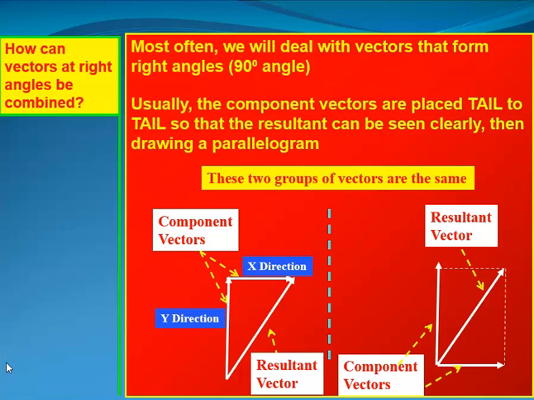So on the right side, we took the two component vectors and placed them tail to tail. Then we created a parallelogram. In this case, it was a perfect rectangle, but it doesn't always have to be a perfect rectangle. And from that, we got the resultant vector, and you can see how it's drawn there. So you get the same resultant vector.